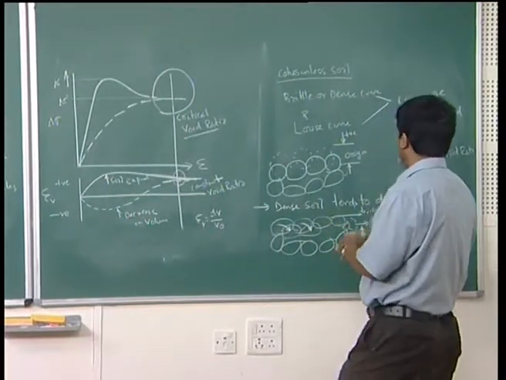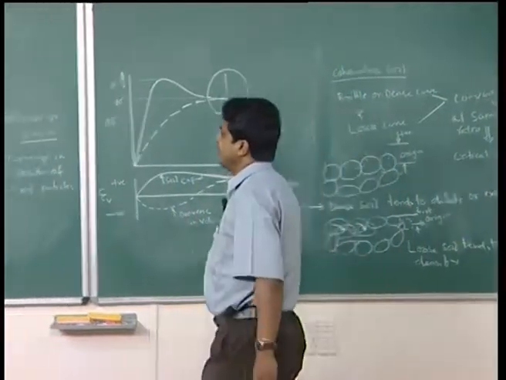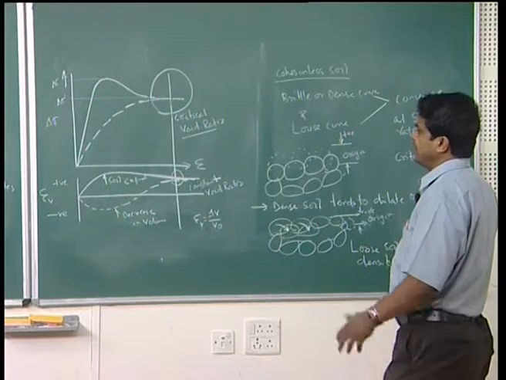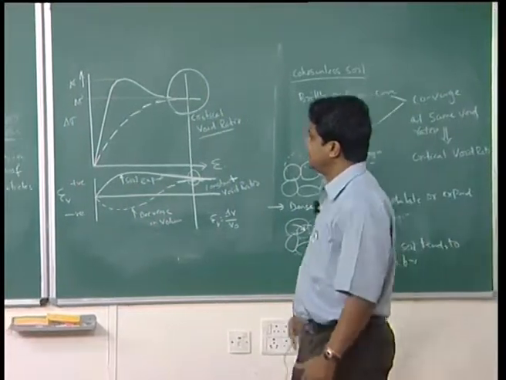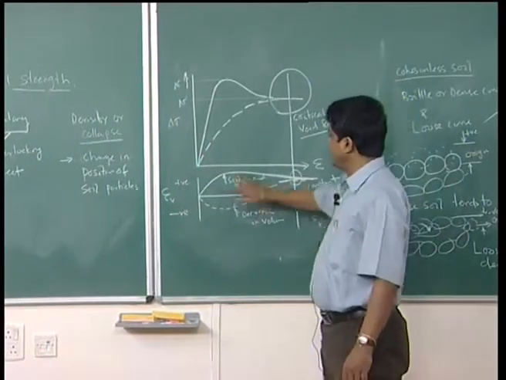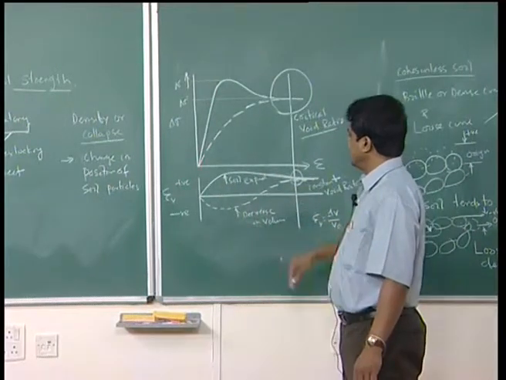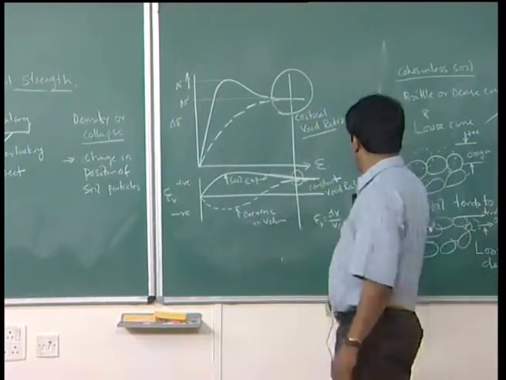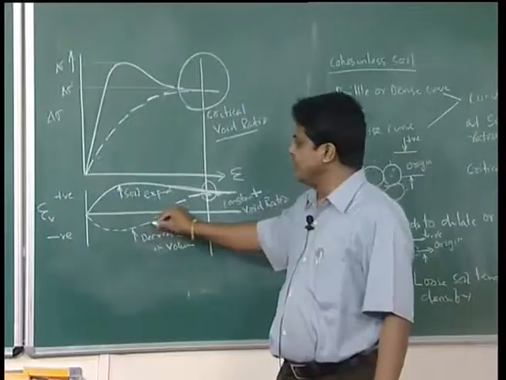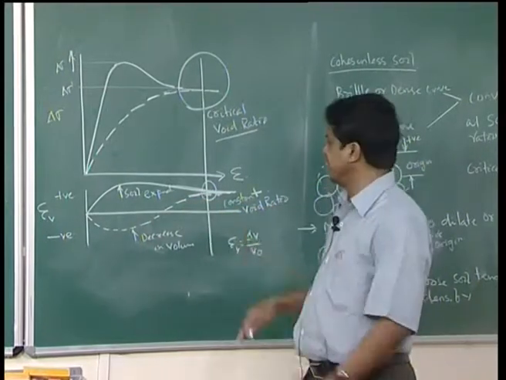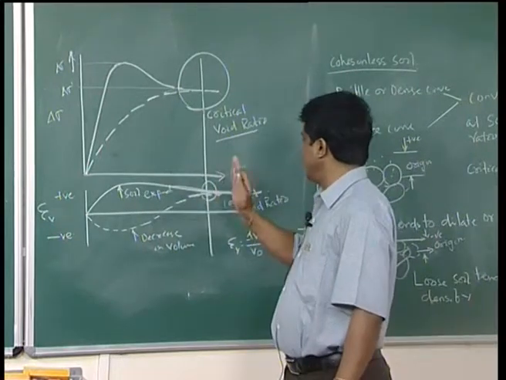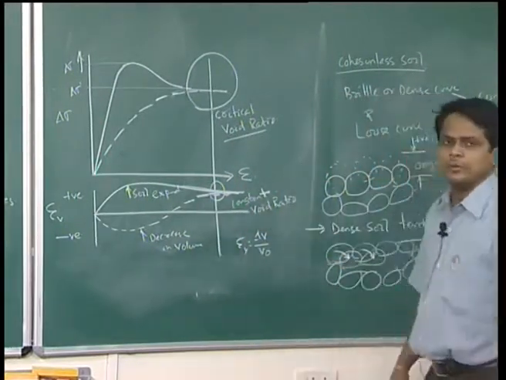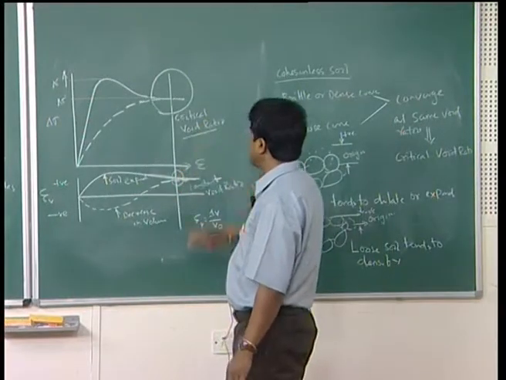So in case of dense soil, the soil tries to dilate or expand. This is because of the interlocking effect. In case of loose soil, the soil tries to densify or collapse. It is because of change in position of the soil particles. If I plot volume change versus strain, the dense soil will expand and then remain constant; beyond that the expansion will stop. Similarly, in case of loose soil, the soil will decrease its volume, decrease, decrease. After a certain point, no further decrease in volume will occur. So both soils will converge at a certain point, at constant void ratio. Remember, beyond that there is no more change in volume. That is called critical void ratio.